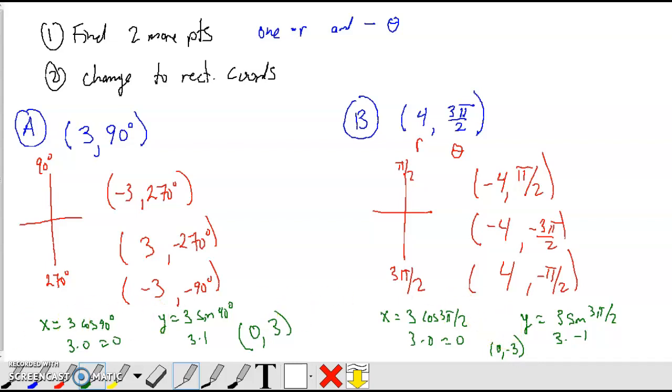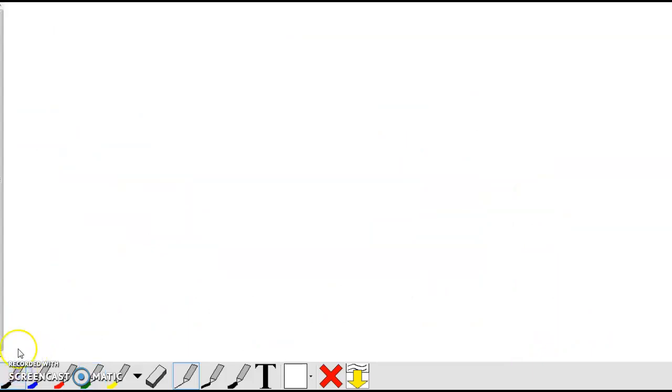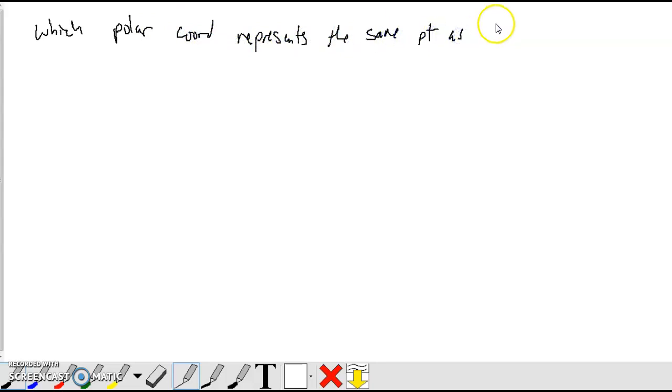All right, let's try something a little bit differently. What happens if I ask you this question? Which polar coordinate represents the same point as this, 3 and pi over 4? So here are your choices.